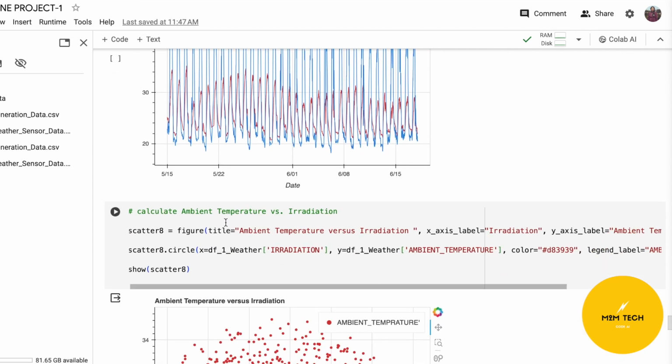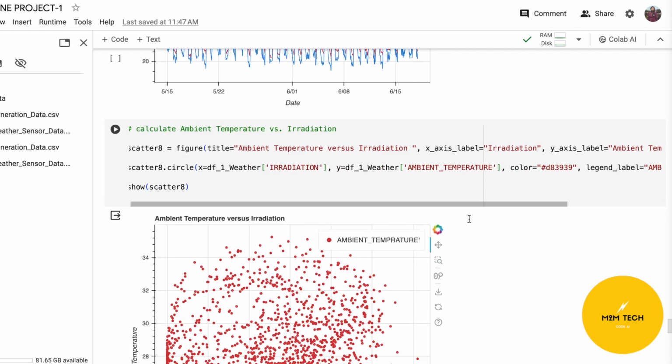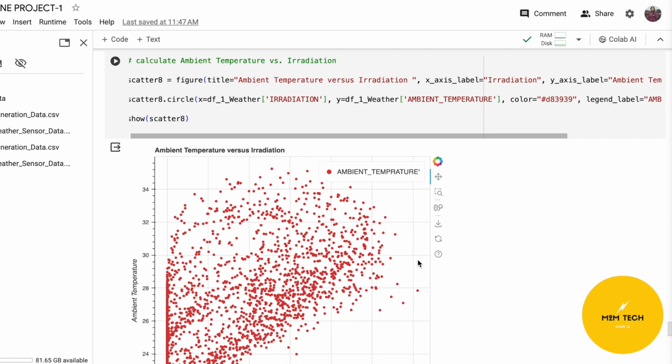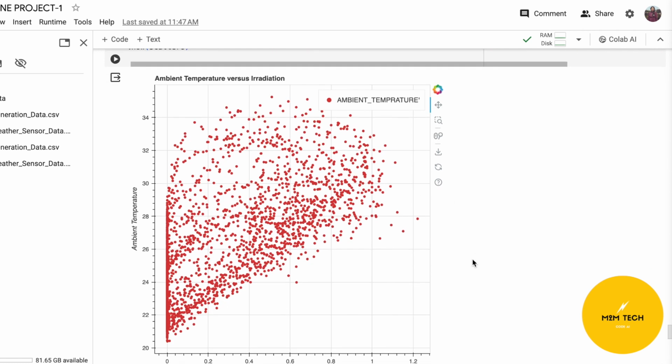Similarly, I have calculated the relationship between ambient temperature and irradiation. My analysis revealed a positive correlation between these two factors, with the irradiation level increasing as ambient temperature rises. This shows the impact of environmental conditions on the amount of sunlight received by the solar panels.